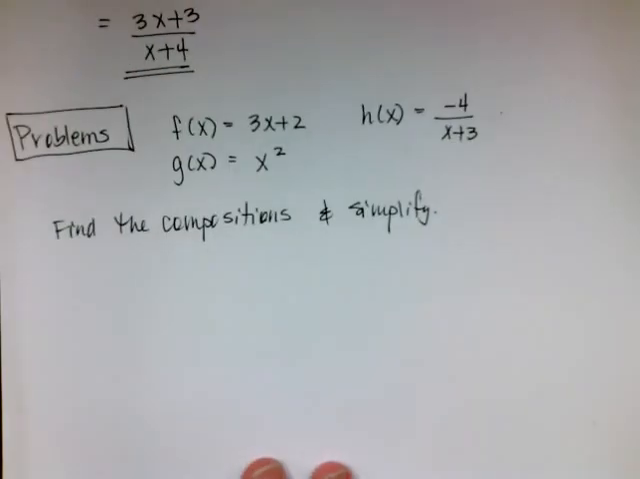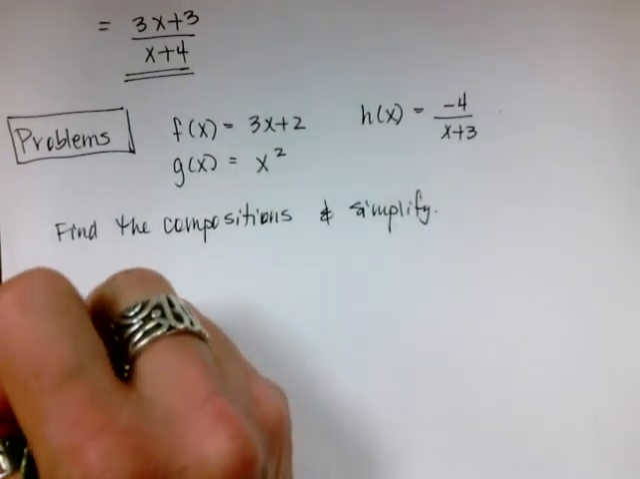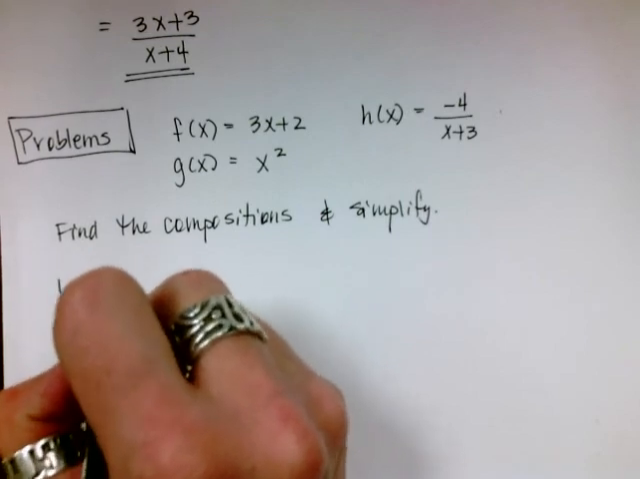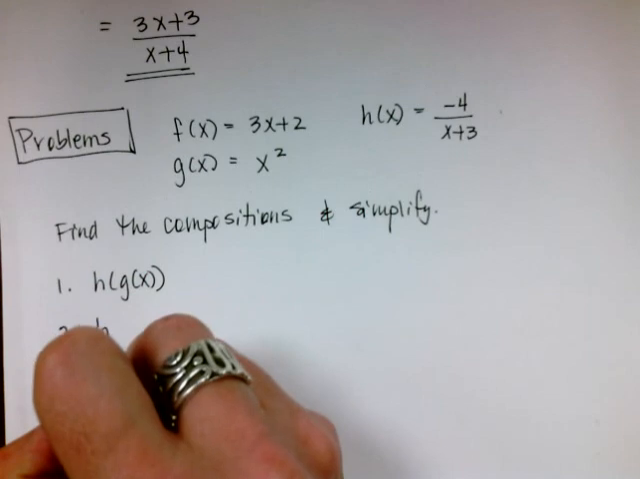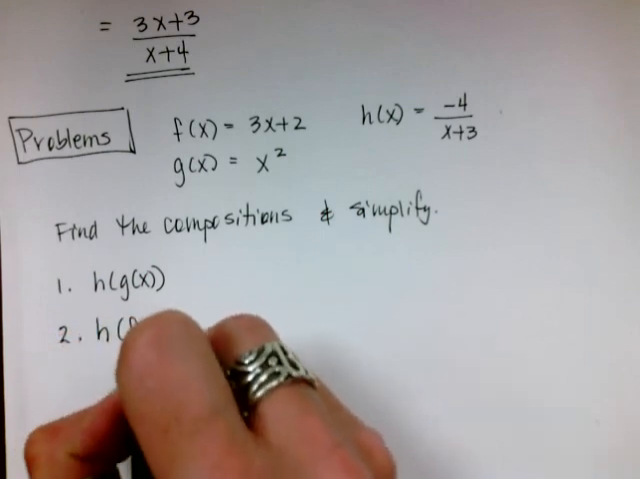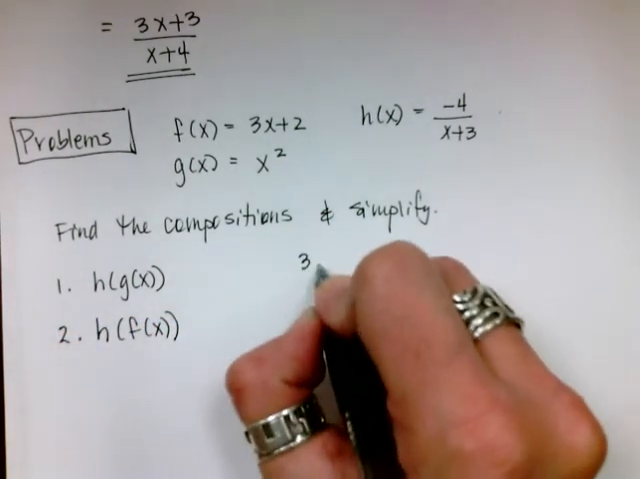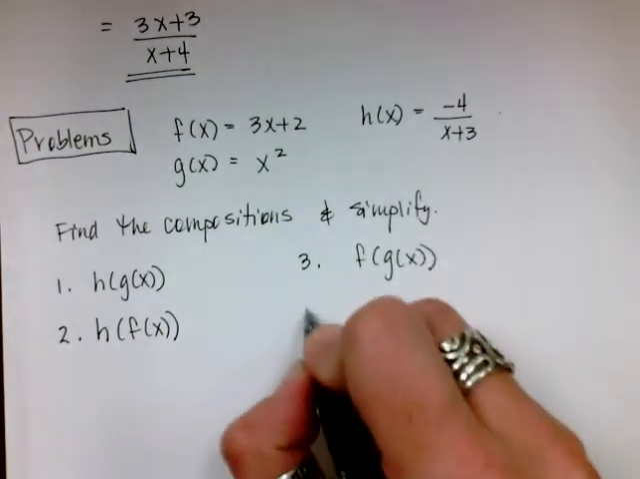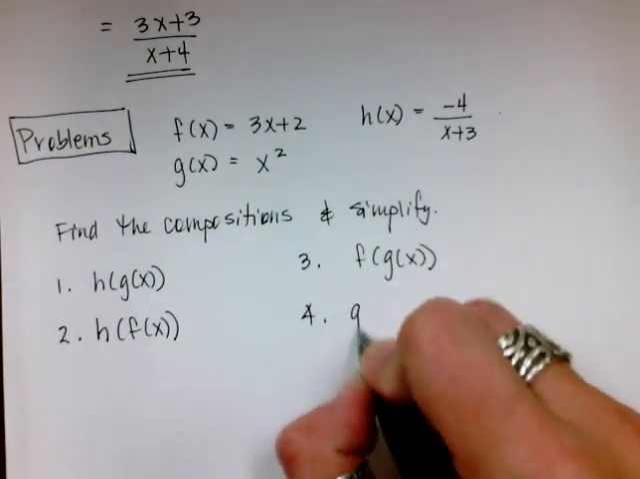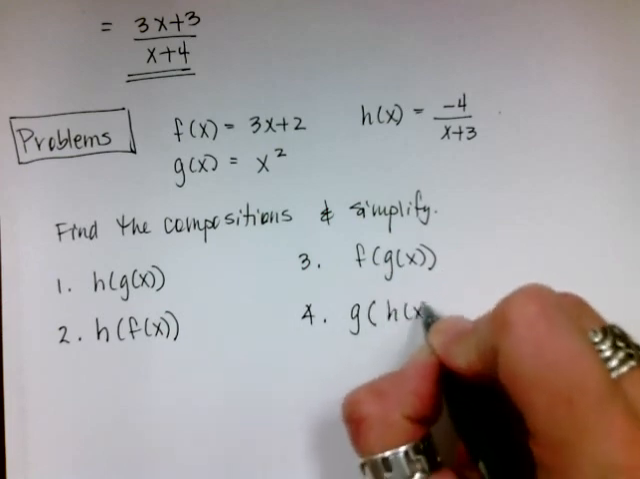Okay? Alrighty. So your first one is h of g of x. Your second one is h of f of x. The third one is f of g of x. And the fourth one is going to be g of h of x.